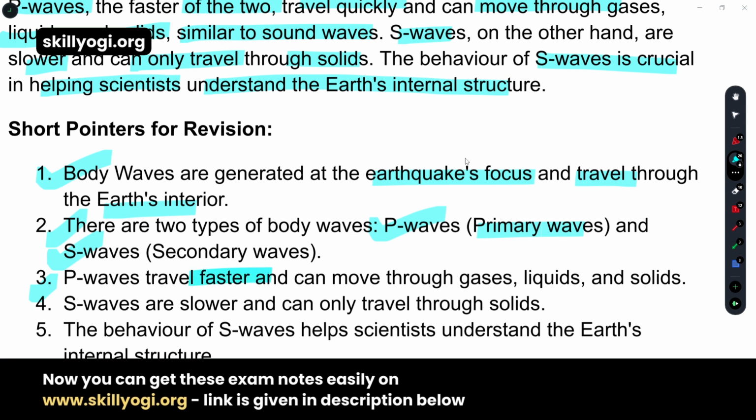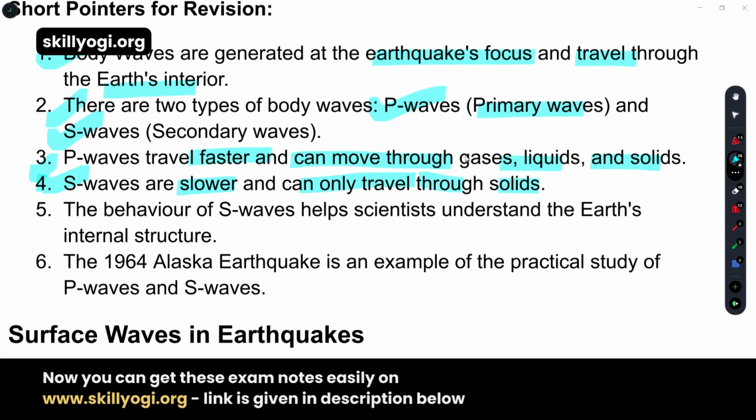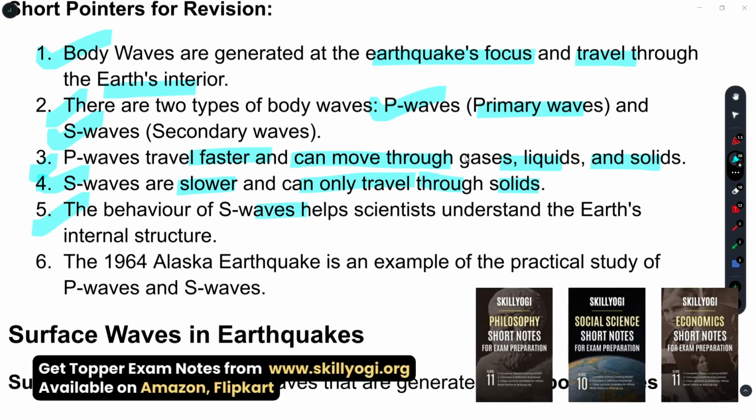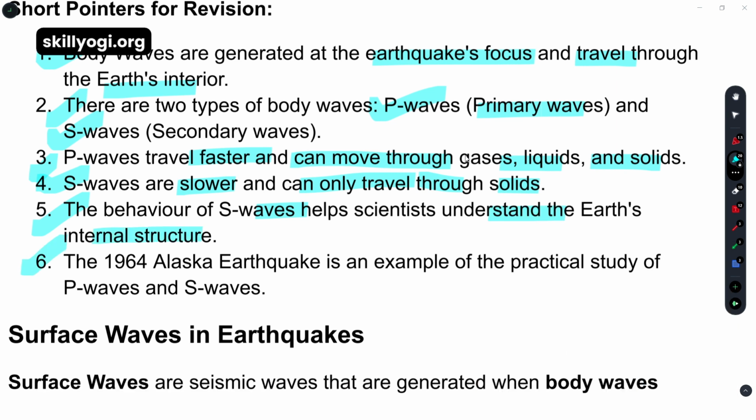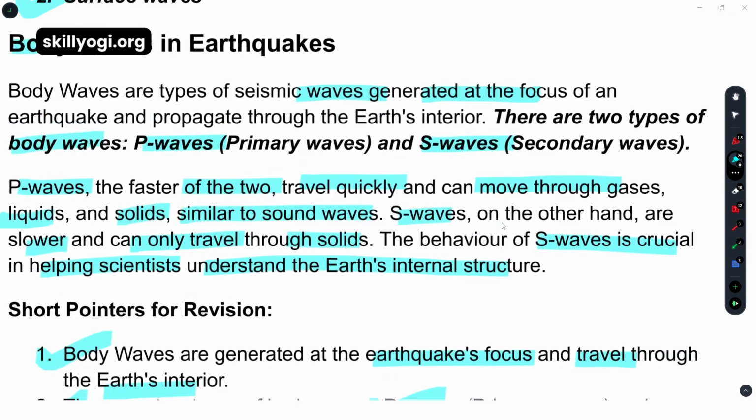Come to the next point. P waves travel faster and can move through gases, liquids and solid matter. S waves are much slower than the P waves and can only travel through solids. The behavior of S waves helps scientists to understand the Earth's interior structure. And the 1964 Alaska earthquake is an example of the practical study of P waves and S waves. We have learned up to this.